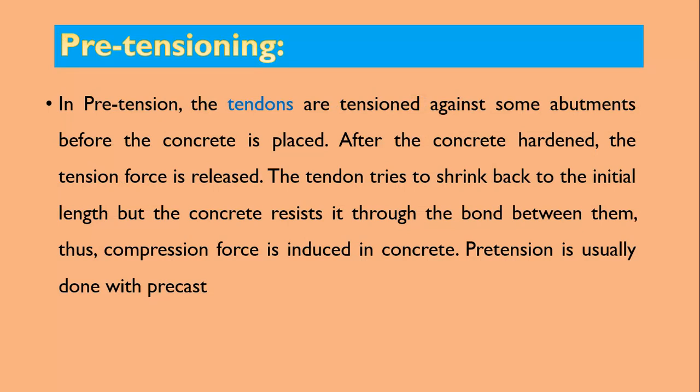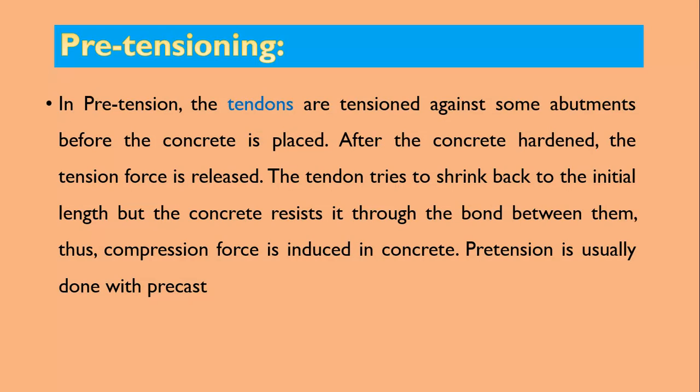So what is pre-tensioning? In pre-tensioning, the tendons, these are the cables or you can say wires, are tensioned against some abutments before the concrete is placed. After the concrete hardens, the tension force is released. The tendon tries to shrink back to the initial length, but the concrete resists it through the bond between them. Thus, compression force is induced in concrete. Pre-tension is usually done with precast.